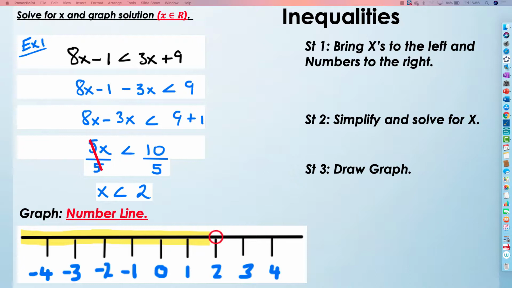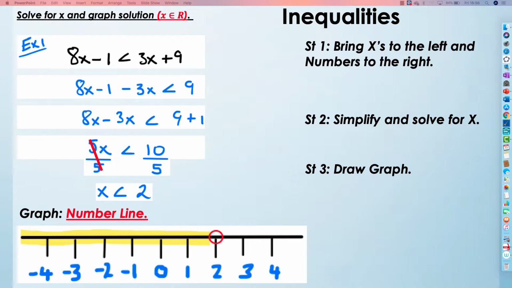And Z? Maybe any idea? Integers. Alright, there are your three things. R is real, any number. Any number you can think of falls into your real bracket.